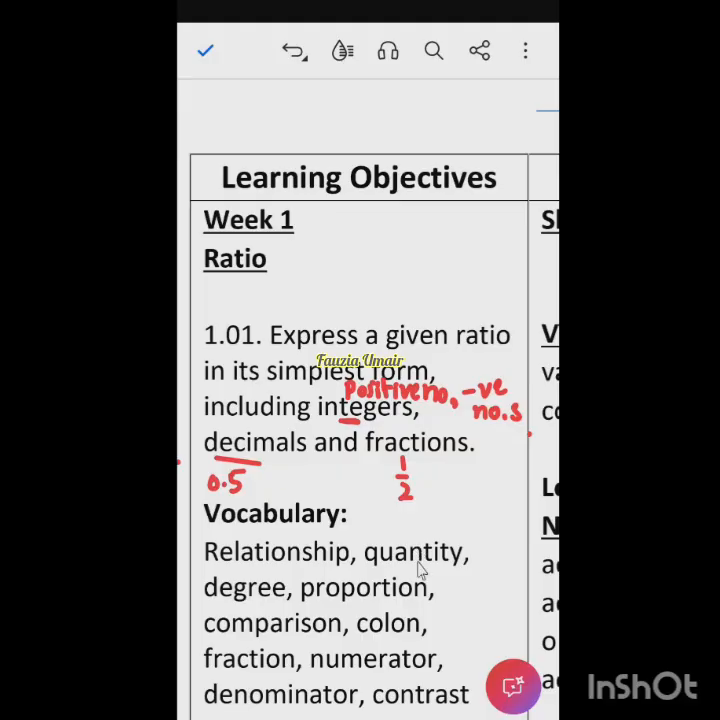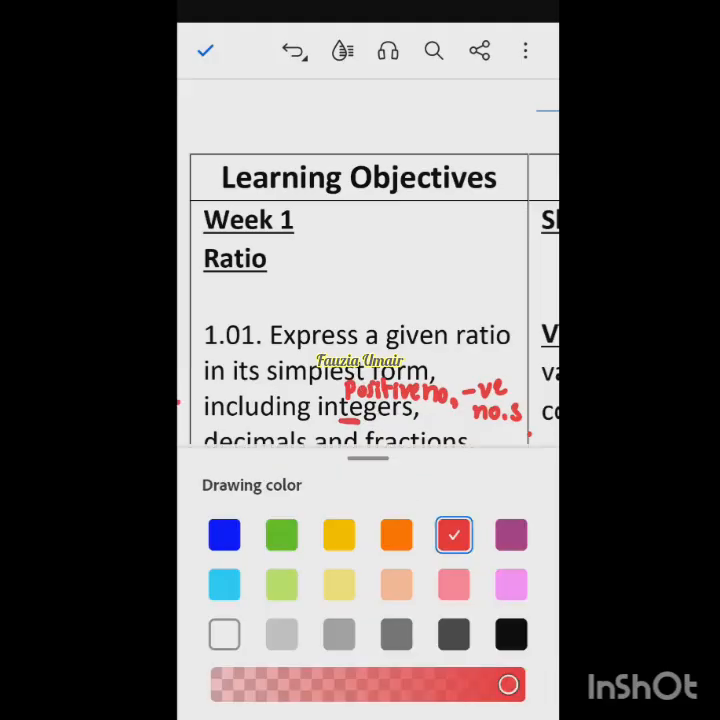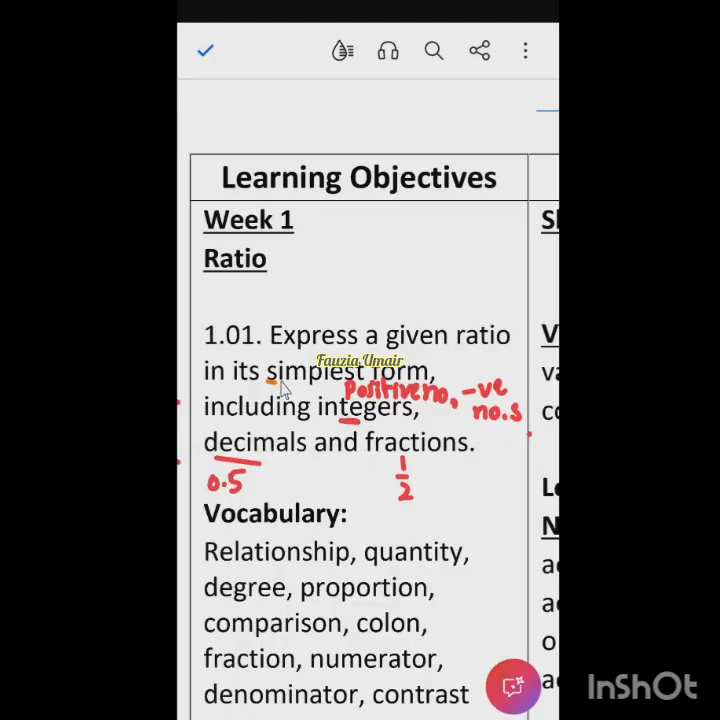Yes, ma'am. Okay. So, beta, wherever the problem is, you need to tell me. If you cannot understand anything, you need to tell me. Now comes this word written here in the objective, the simplest form. What is the simplest form? Ma'am, it is a fraction or integer that cannot be divided by any other number. Excellent. Simplest form is that form which cannot be divided any further. You keep dividing till it cannot be divided any further. That is called the simplest form.